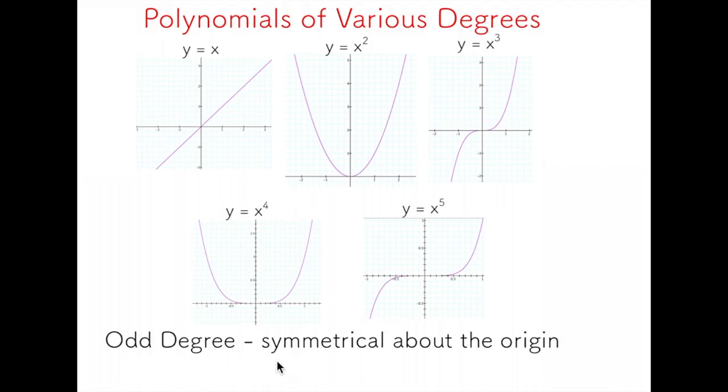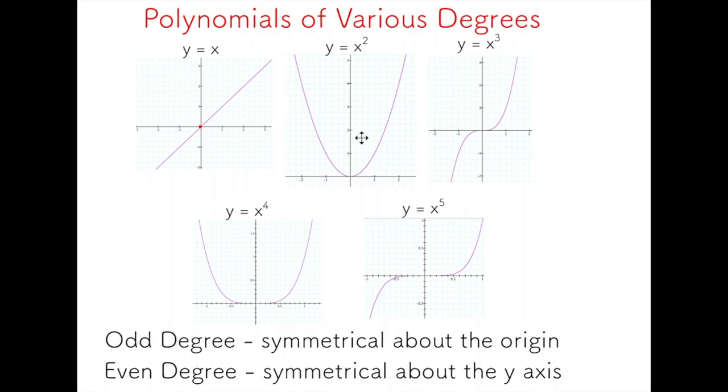These functions are what we call symmetrical about the origin. If you picture holding your pencil on the origin and spinning this function with your finger like a twister spinner, you would produce the same function as the original. All the polynomials with an even degree are what we call symmetrical about the y-axis. This means I could simply flip the function over the y-axis and produce the same graph.